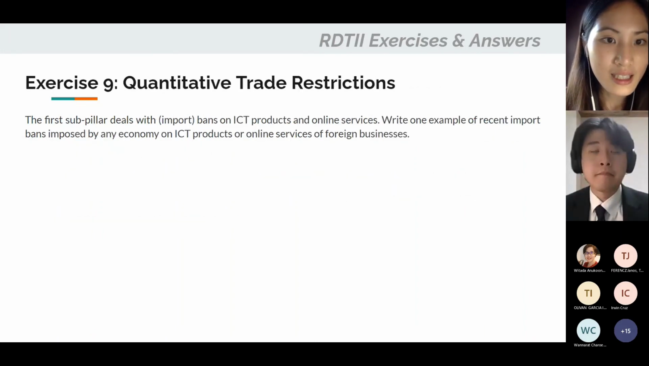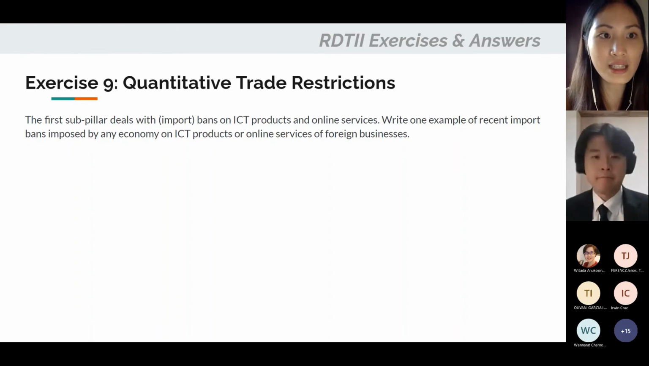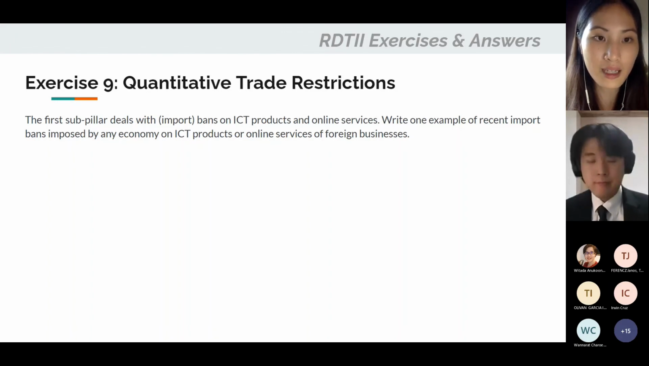And this question is about the Pillar 9 on quantitative trade restrictions, and it deals with the ban on ICT product and online service. And this question tries to make you more familiar with the structure of the RDTII by letting you try to find the example of the import ban imposed by an economy on ICT product.